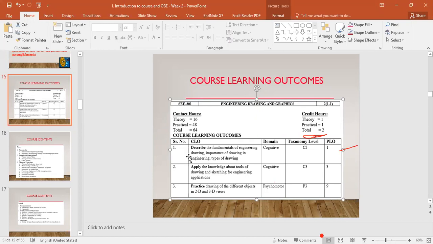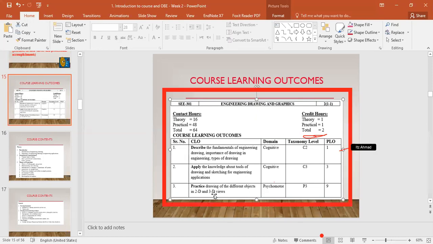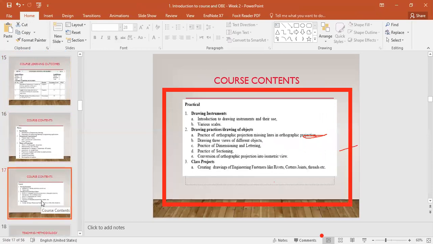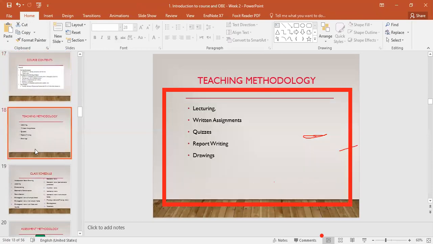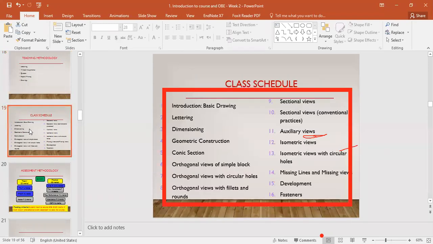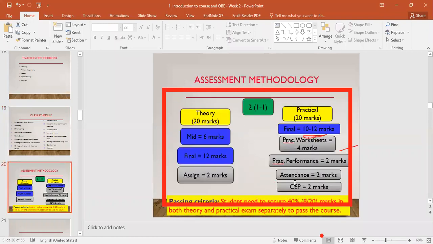So we will practically create drawings of different 2D and 3D objects. These are the detailed contents for theory and practical. We will be having lectures, written assignments, quizzes, report writing, drawings, etc. And this is the class schedule: introduction, lettering, dimensioning, and all that. We have discussed this in the previous lecture.